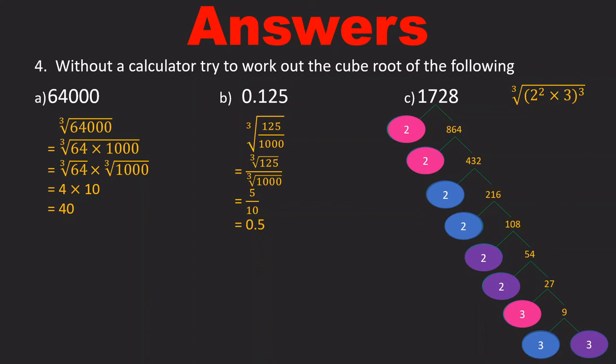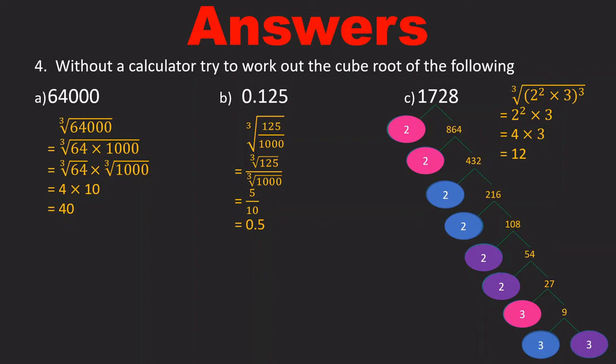So the cube root of 1,728 is the same as the cube root of 2 squared times 3 cubed. Those are opposite operations. We can cancel out the cube at the same time as we cancel out the cube root. That's going to be 2 squared times 3. Now 2 squared we know is 4, so that's 4 times 3. So our answer is 12. The cube root of 1,728 is 12. If you don't believe me, try doing 12 cubed.